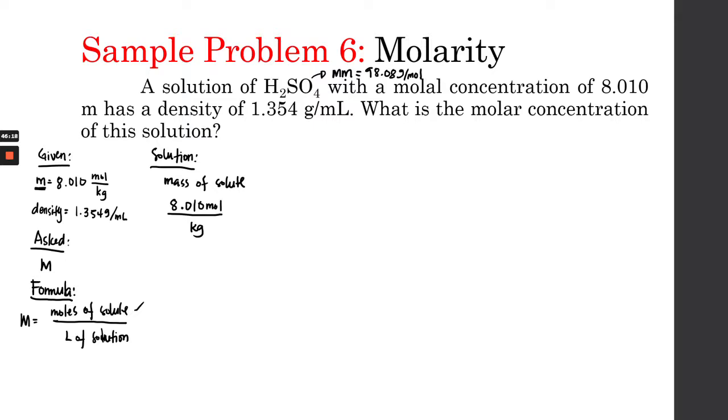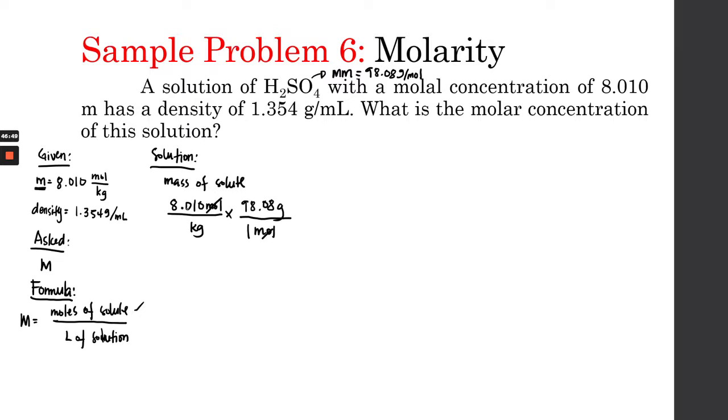As you can see here, the unit for molar mass is grams per mole. So we can multiply the molar mass of the solute, 98.08 grams divided by moles. We can cancel the moles and we get the mass of our solute per kilogram of our solvent.